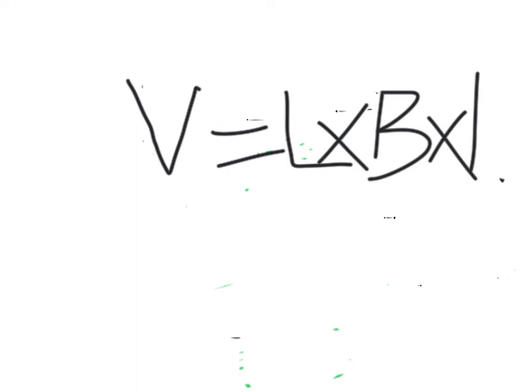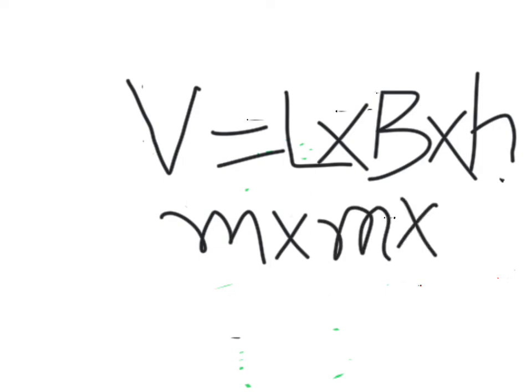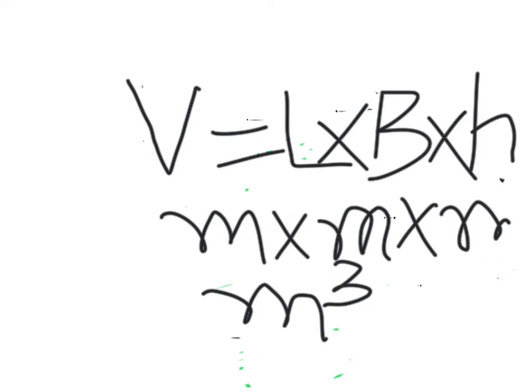What is volume? Length into breadth into height. The SI unit of length is meter, breadth is also a distance, so meter, and height is also a distance, its unit is meter. Meter into meter into meter gives meter cube. That means we can find the SI units of quantities like area and volume by using the fundamental unit, the SI unit of length, which is meter.